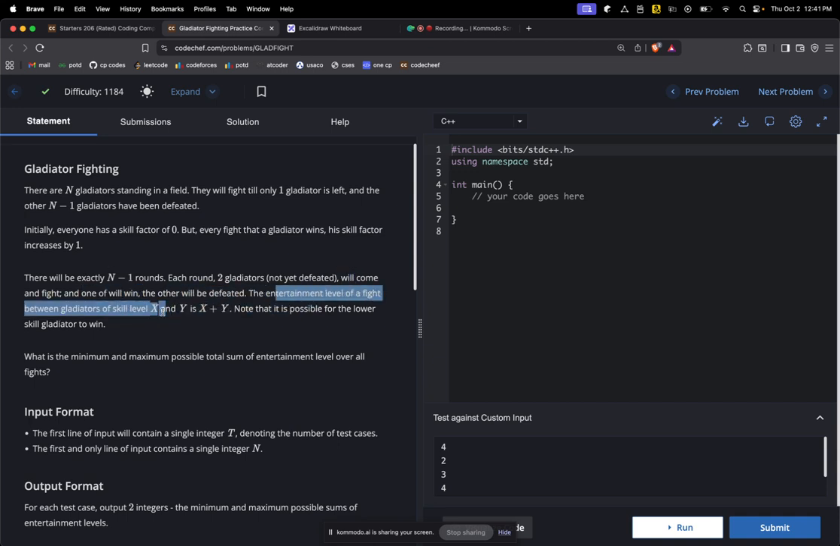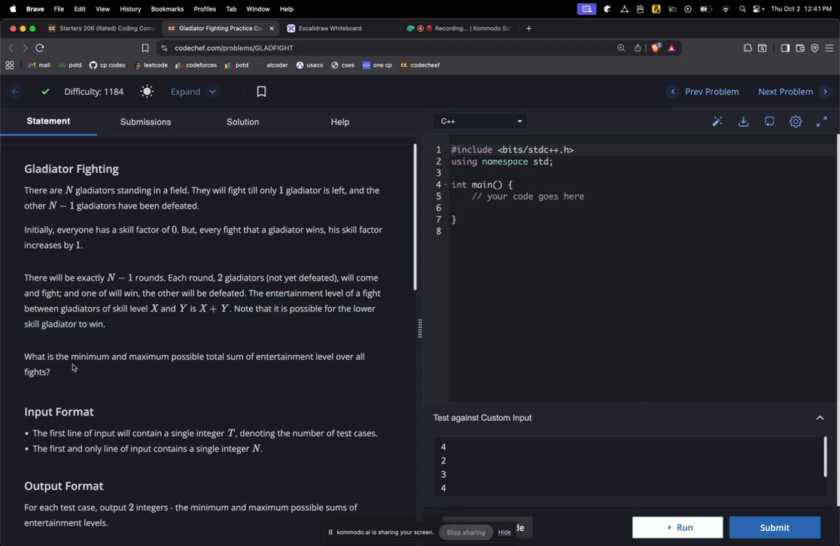The entertainment level of the fight between gladiators x and y is x plus y, so that is the sum of their skill values. Note that it is possible, and this is a very important note here, for the lesser skill gladiator to win. So skill factor is not actually related to the caliber of their fighting. So a lower skill gladiator can win against the bigger skill gladiator.